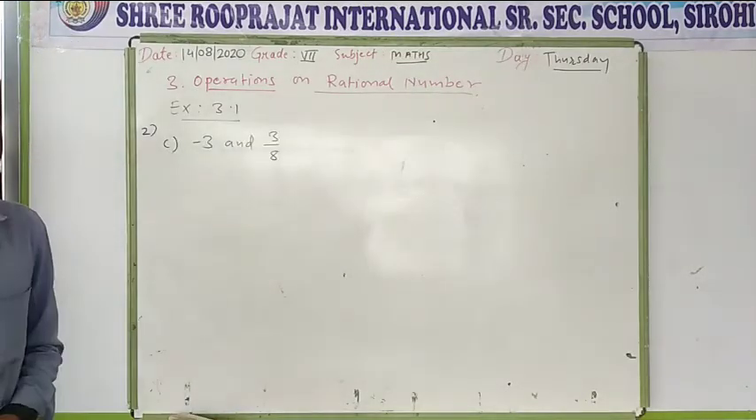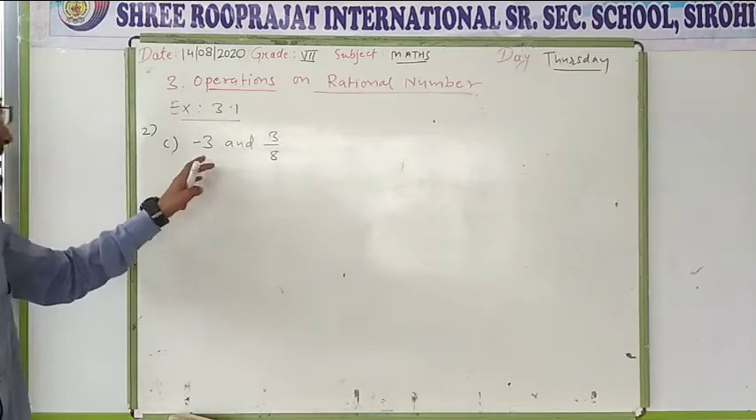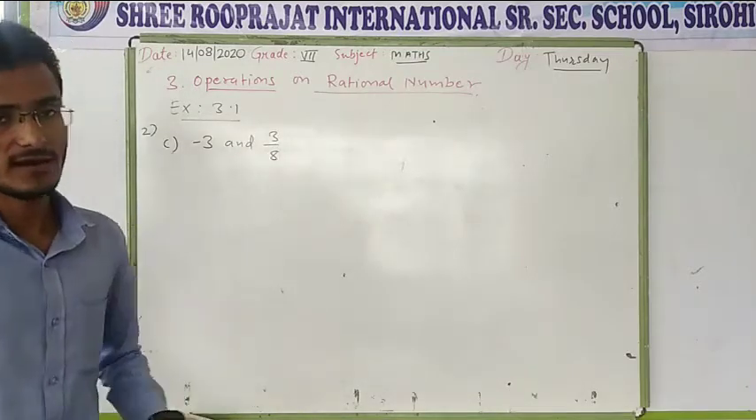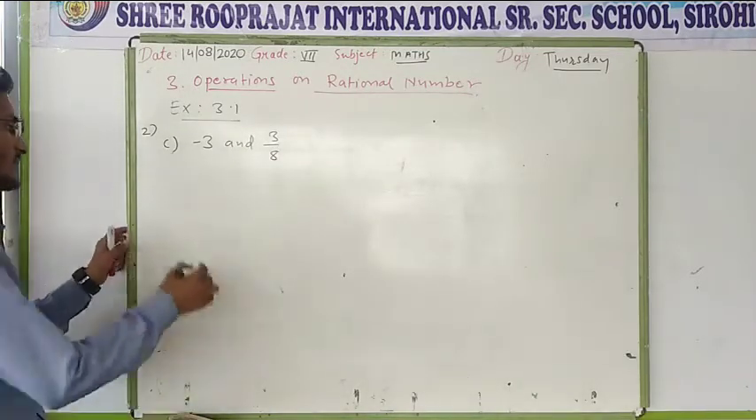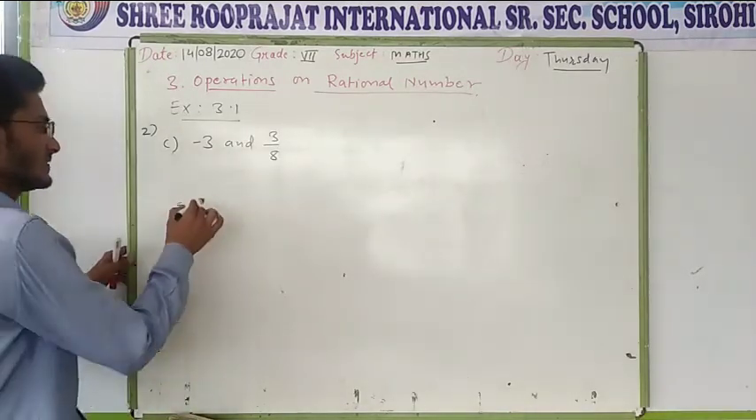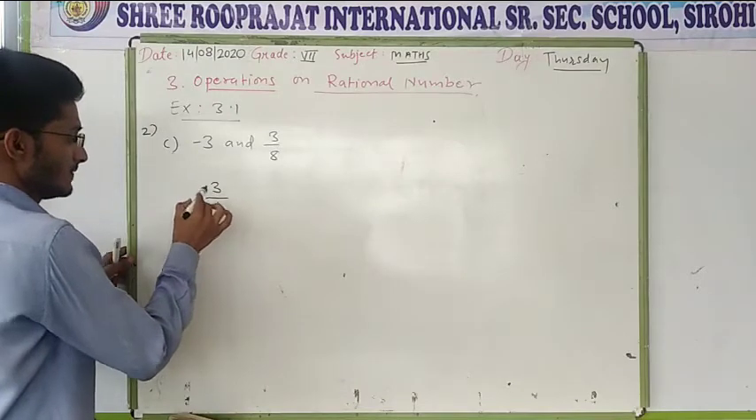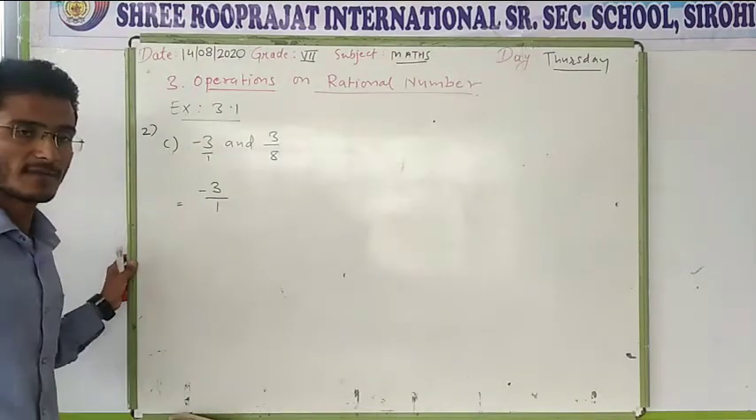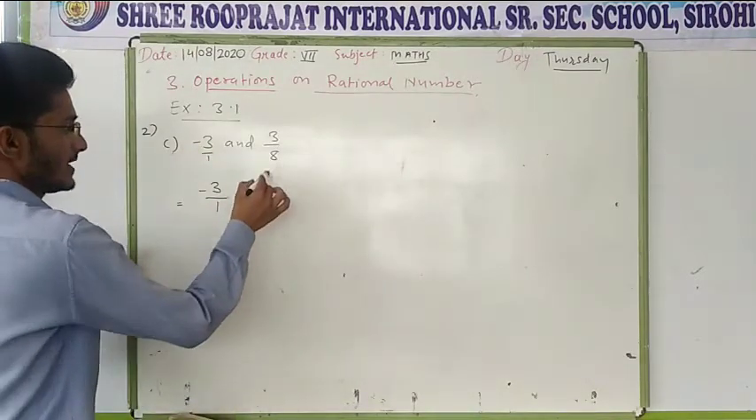Last question of question number 2. Minus 3 and 3 by 8, you have to add both the rational numbers. So as we know, when no denominator is given, that means the denominator is 1. So it will be minus 3 by 1, and you have to add 3 by 8.